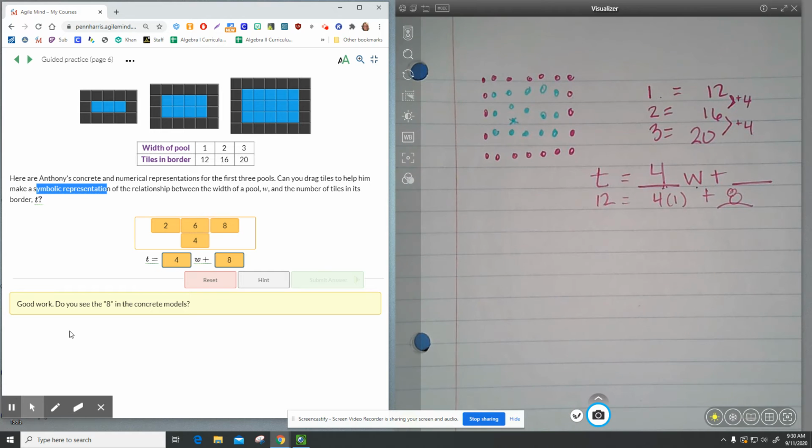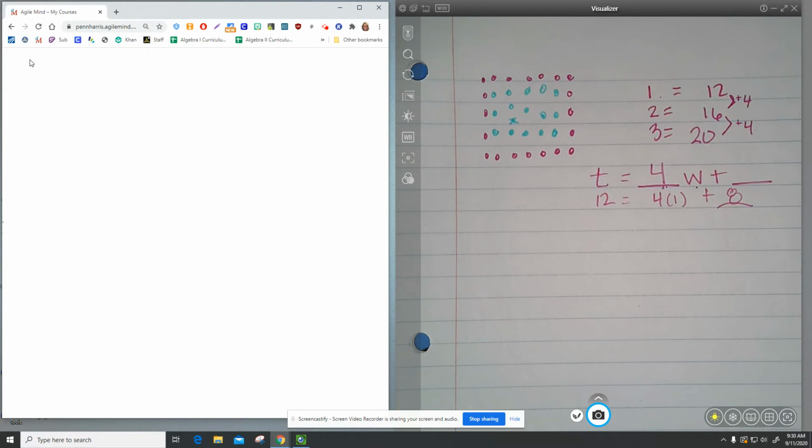So it's asked, do you see the 8 in the concrete models? I have a hard time seeing that. My mind actually sees this problem a little different, and we're going to talk about that on the next page, I think.